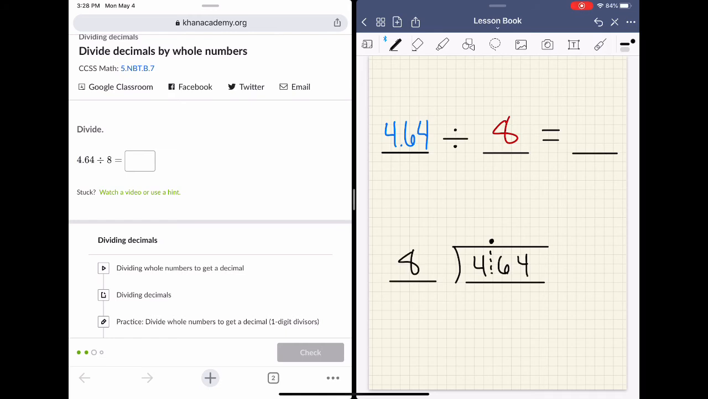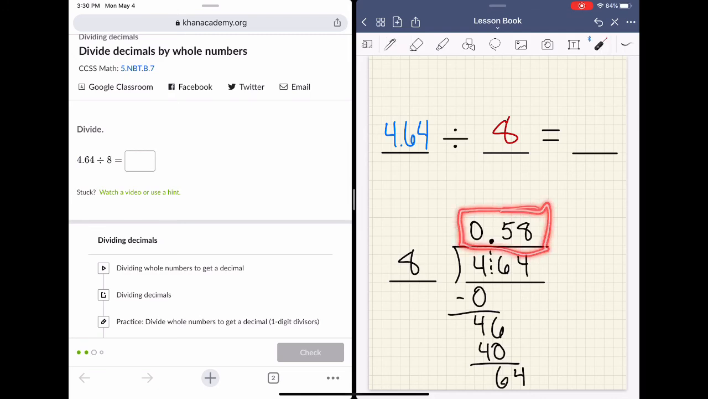So 8 does not go into 4. 0 times 8 is 0. Subtract there to get 46. 8 will go into 46 5 times. 5 times 8 is 40. And then we have to drop our final 4 here, and 8 goes into 64 evenly 8 times. So our quotient in this case is 0.58.